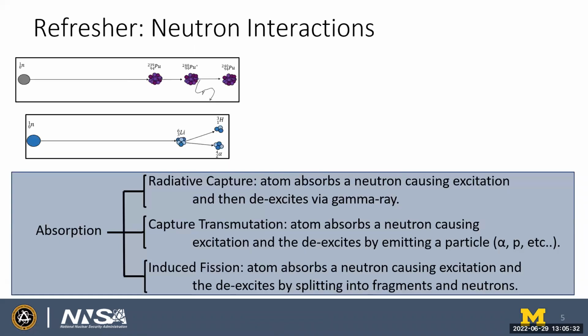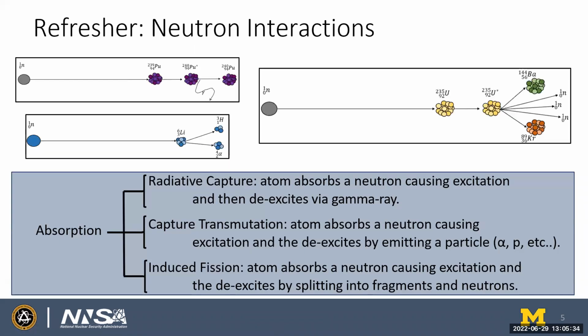Just a refresher from the lecture that Flynn gave, these are some of the capture reactions that we're going to care about, specifically things like capture transmutation, where a neutron comes in, interacts, and produces an alpha and some other heavy particle. And then additionally fission, where a neutron comes in, interacts with usually uranium, and produces fission fragments and more neutrons.